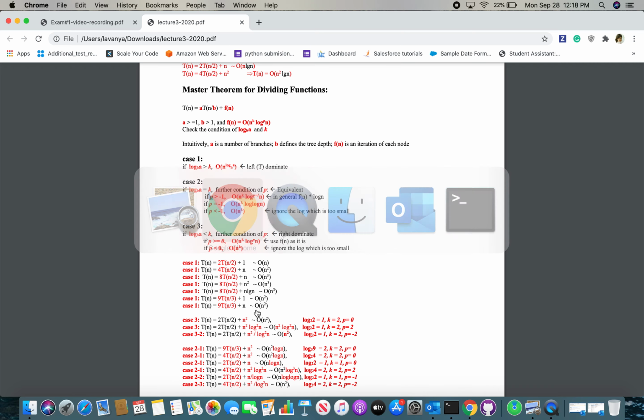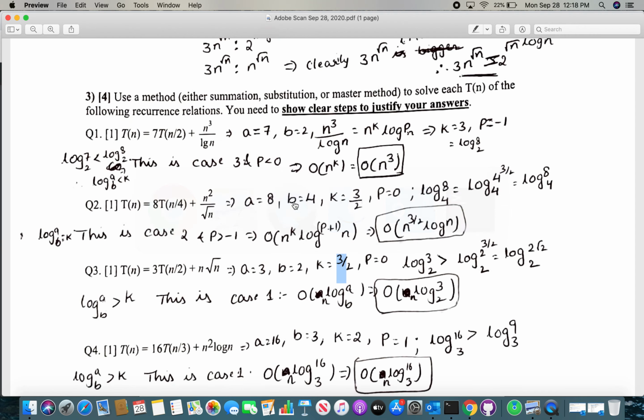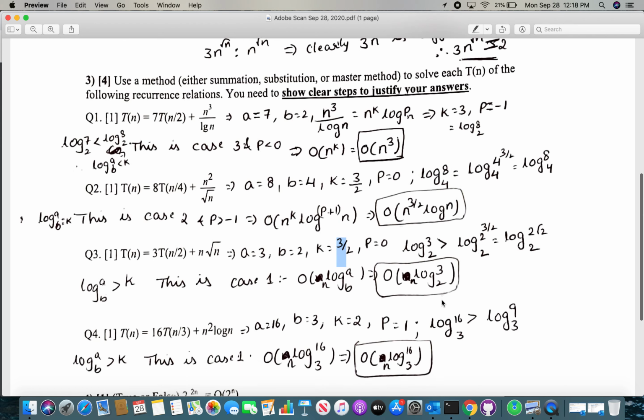So in case 1, based on the p value, there is no scenario, only one formula, that is n power log a to base b. So here n power log a to base b, where a is 3 and b equal to 2, is n power log 3 base 2.